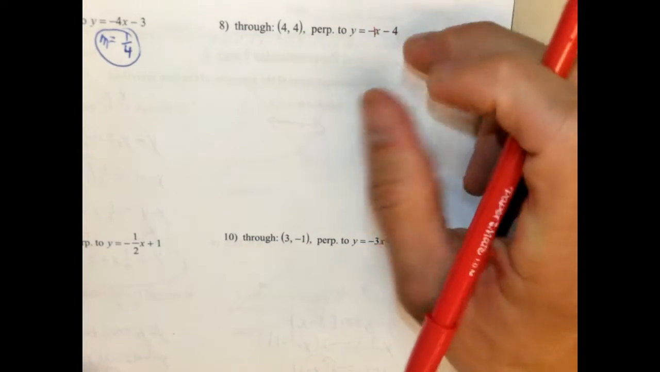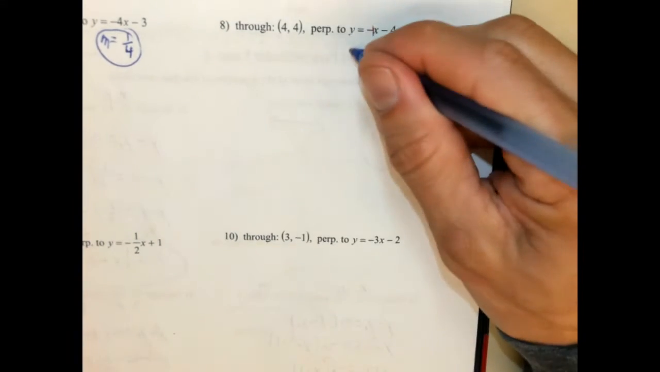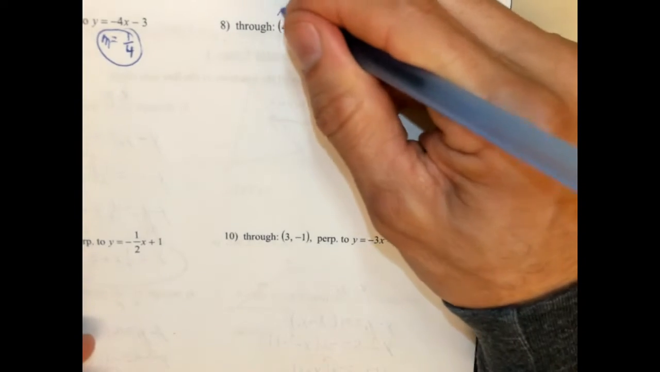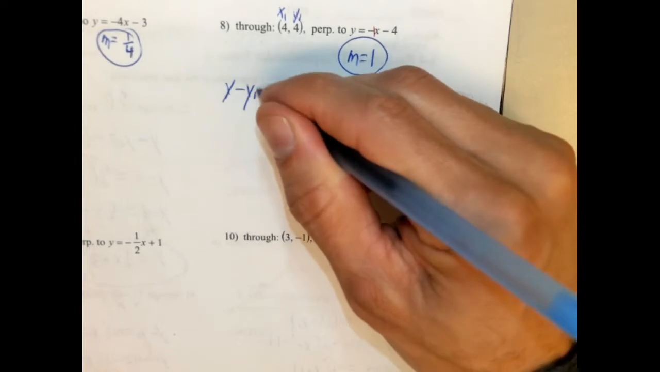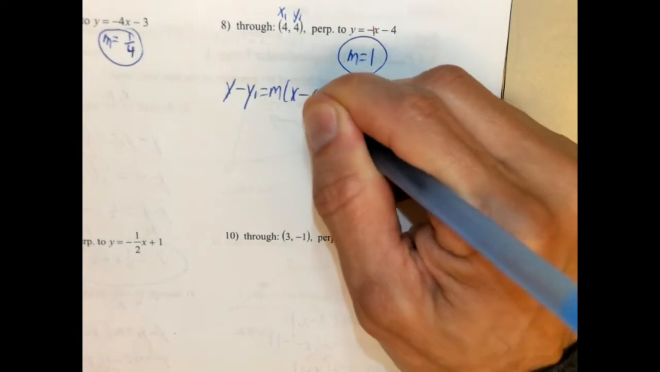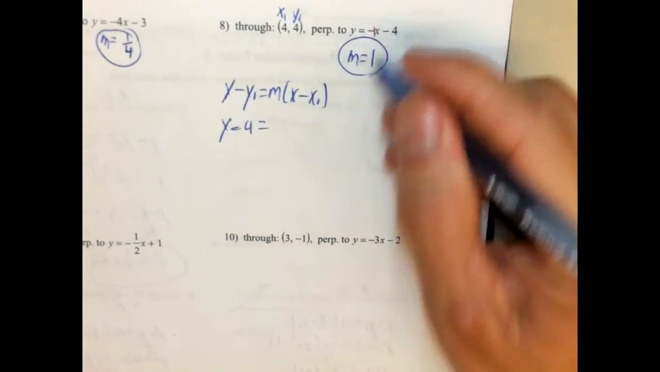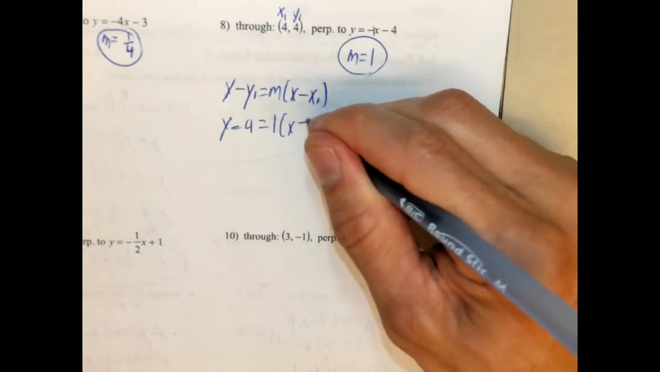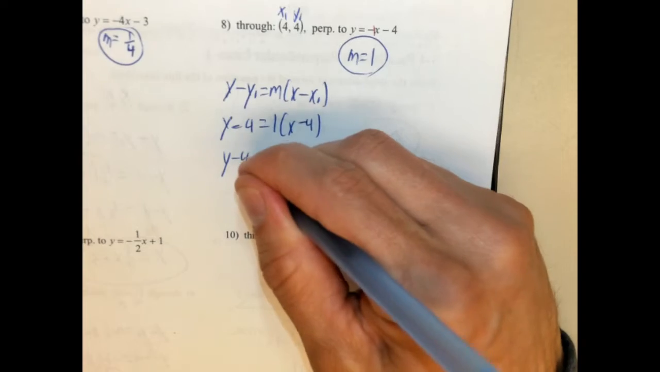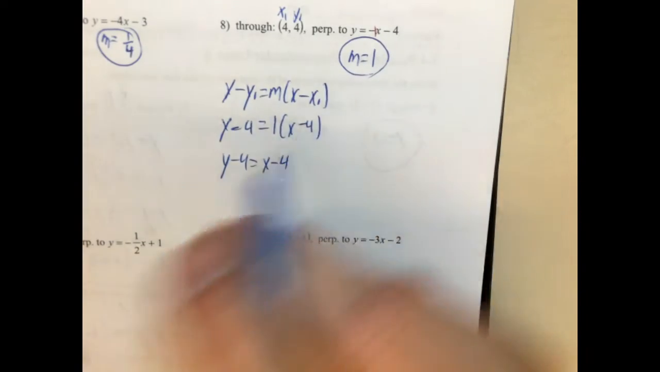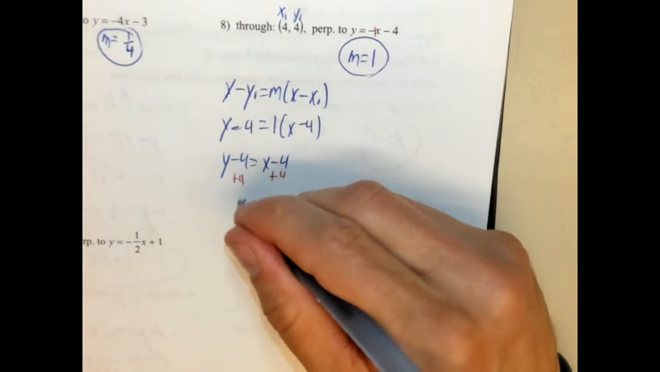Alright, so it's perpendicular to this. So this is negative 1. Negative 1 is still 1 if you flip it, but it becomes positive. So our m is going to be positive 1. We still have our x1 and y1. Okay, so y minus y1 equals m parentheses x minus x1. So y minus 4 equals, our m is 1, and x minus 4. Okay, so 1 times that is going to be that, so we just rewrite this as y take away 4 equals x minus 4. I'm going to add 4 to both sides. This is going to be direct variation. Look at this. y equals x.